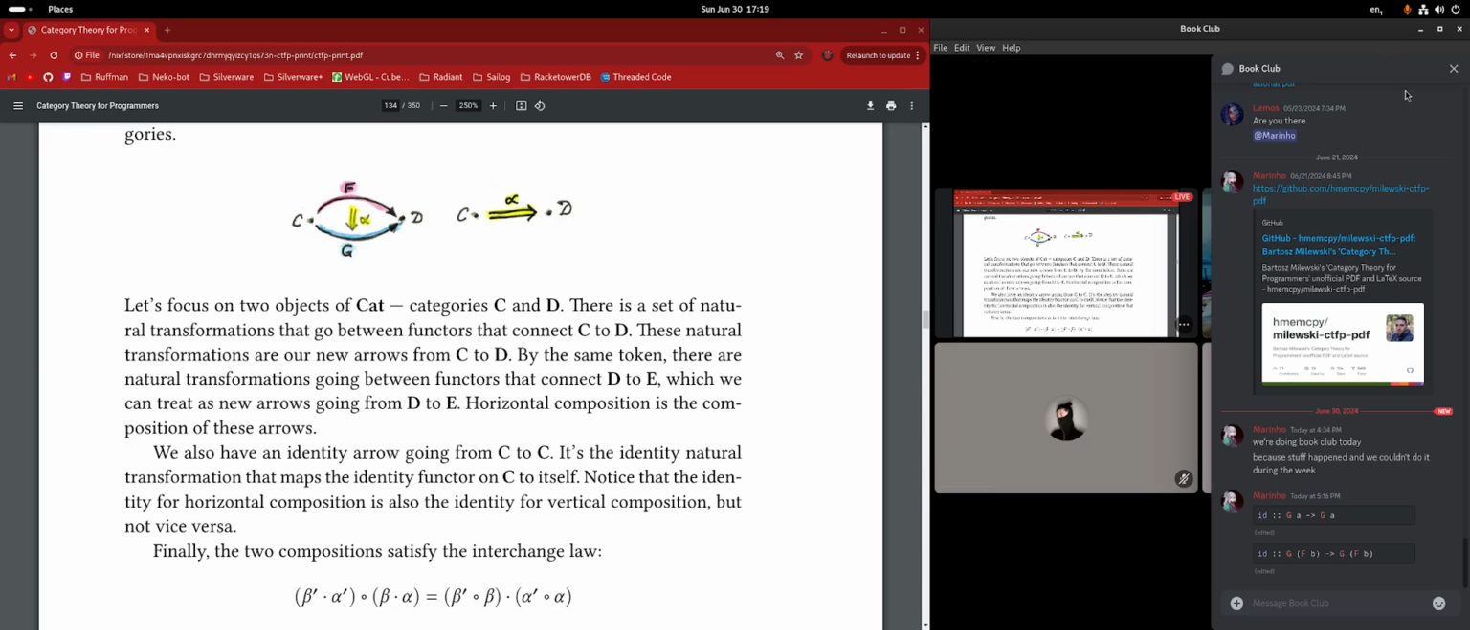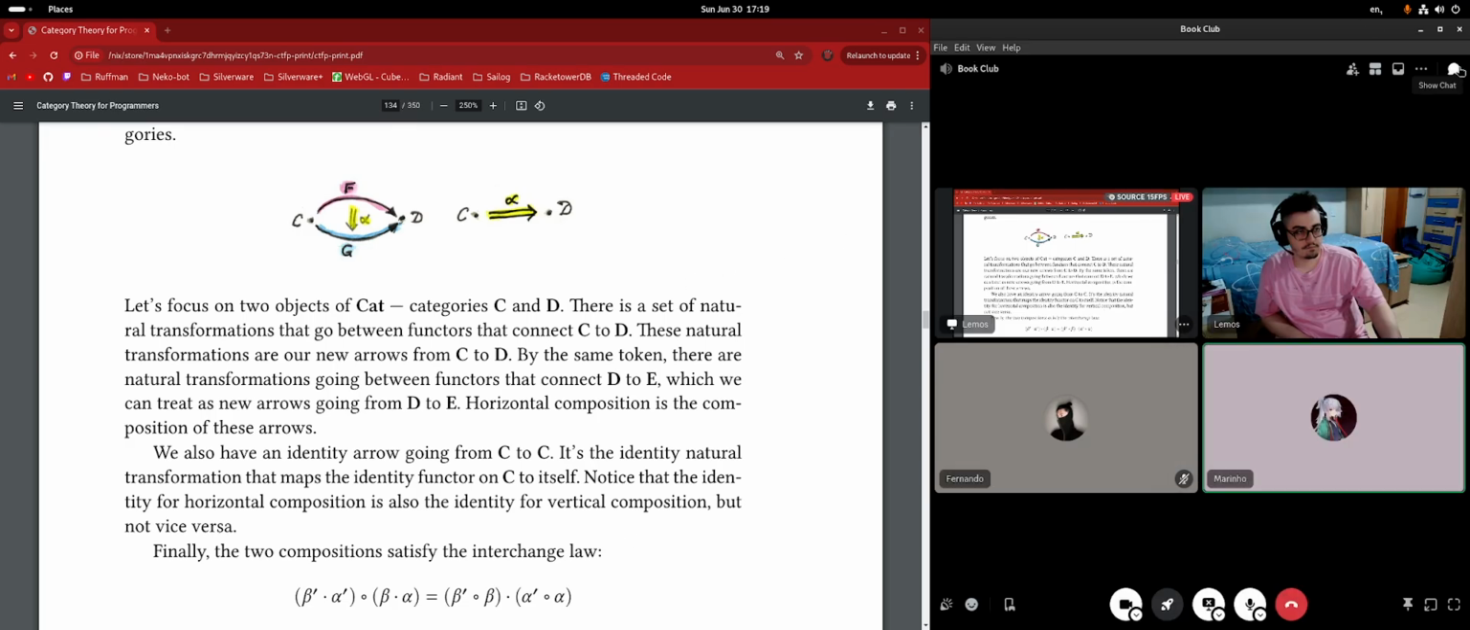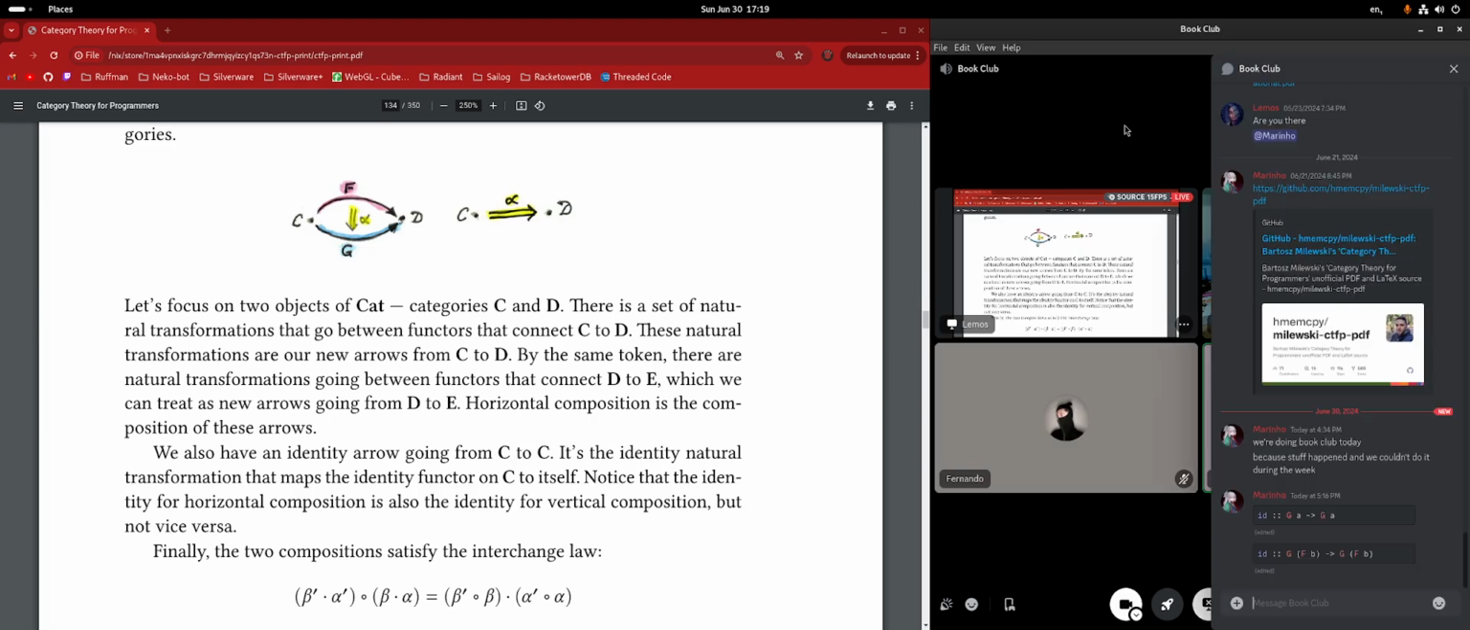That means that the A that was abstract is actually now a functor type.